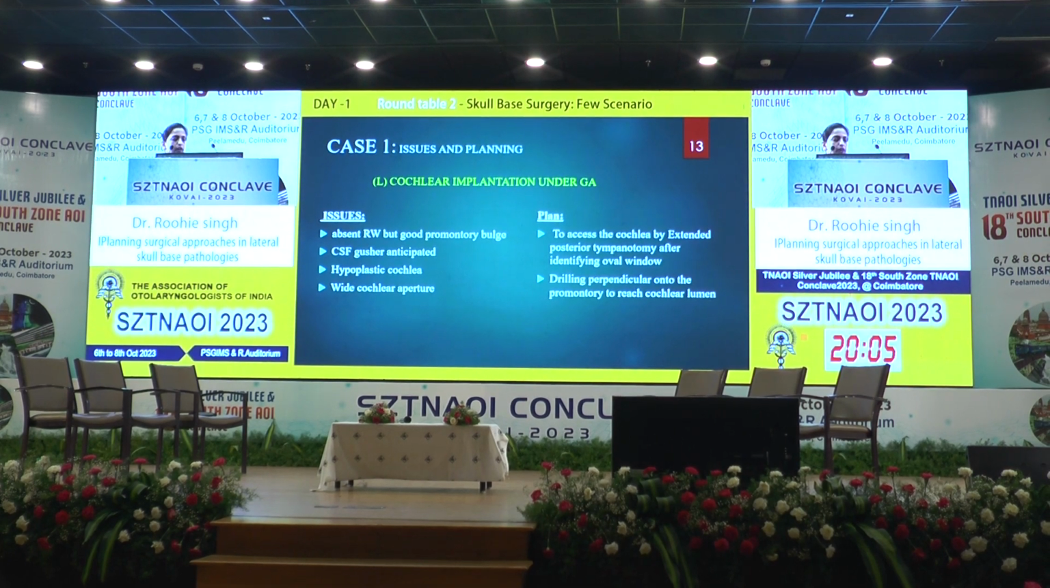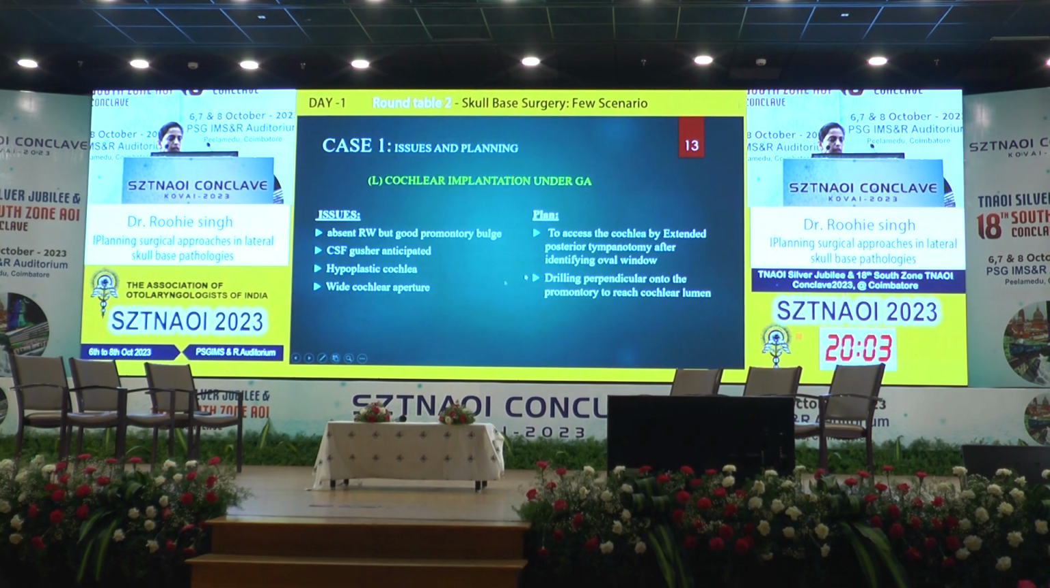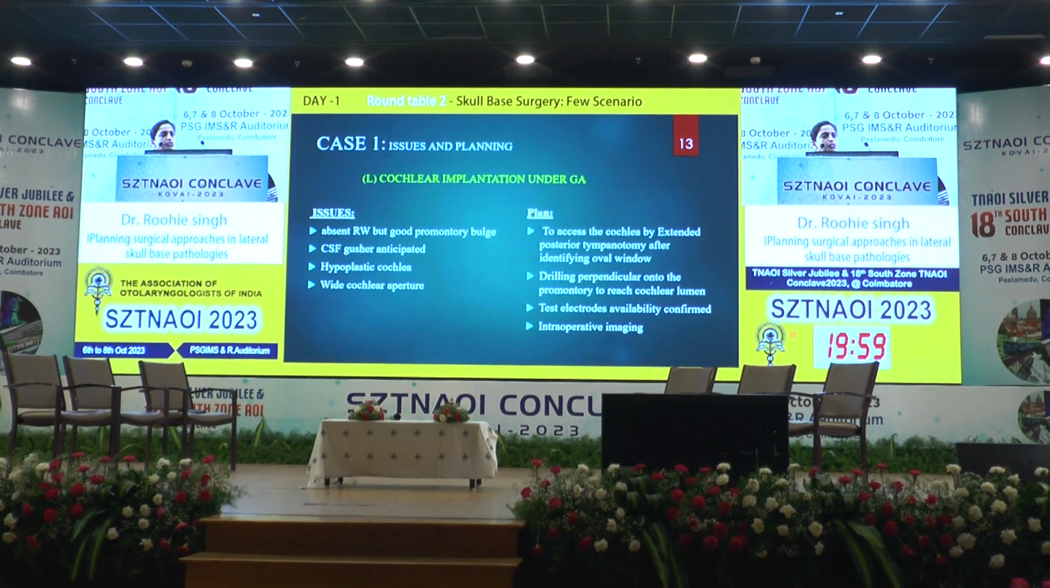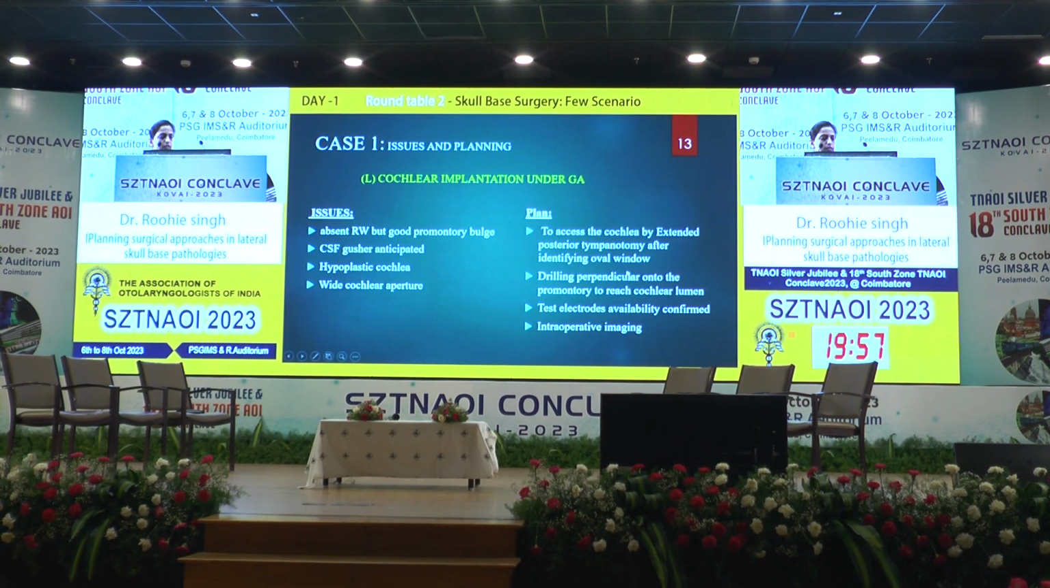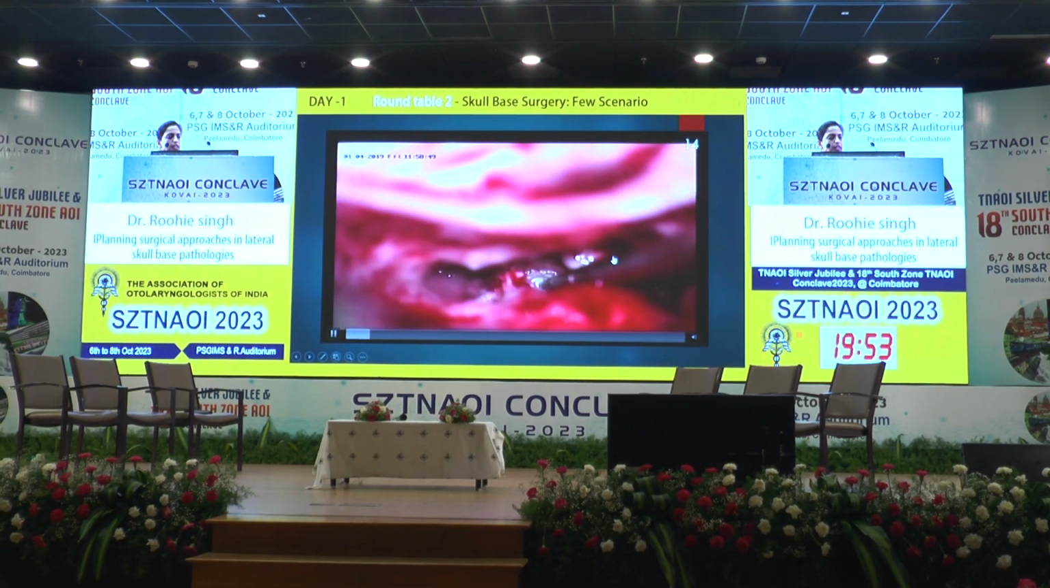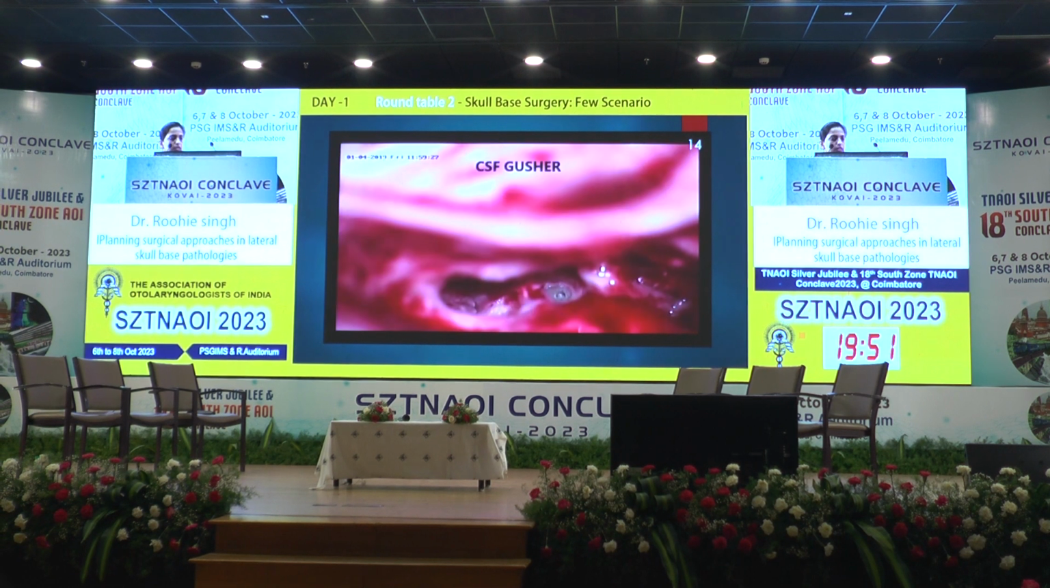Hypoplastic cochlea and wide cochlear apertures were there and so we had test electrodes and intraoperative imaging available with us. With guarded prognosis, the child was taken for cochlear implantation on the left side.